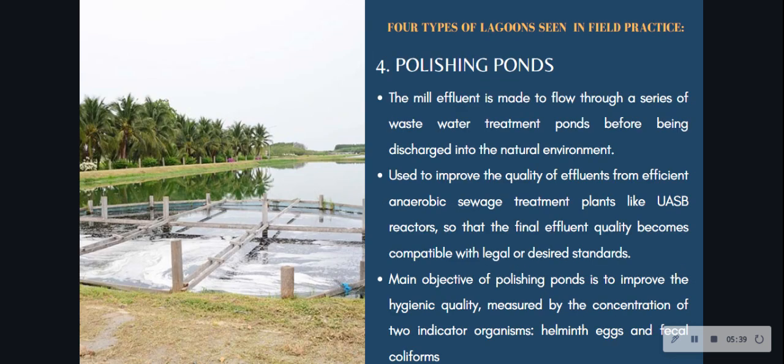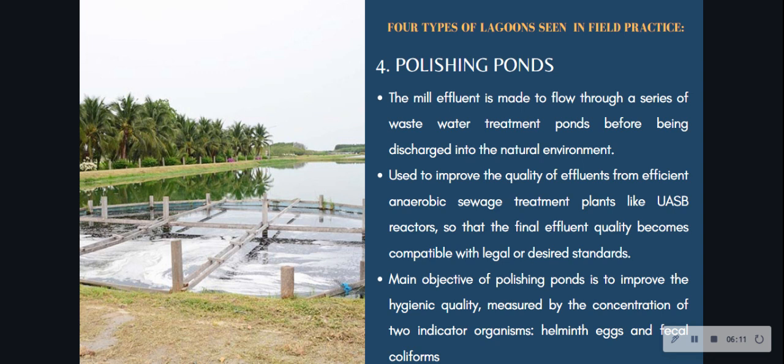And lastly, we have the polishing ponds. This is the last in the series of settling ponds through which the effluent is made to flow. The effluent is made to flow through a series of wastewater treatment ponds before being discharged into the natural environment. They are used to improve the quality of effluent from efficient anaerobic sewage treatment plants like UASB reactors so that the final effluent quality becomes compatible with legal or desired standards.